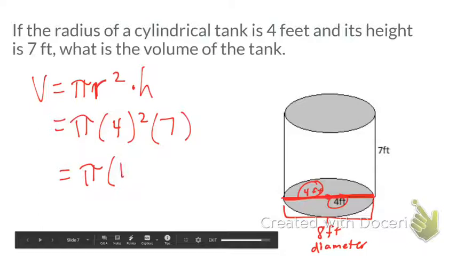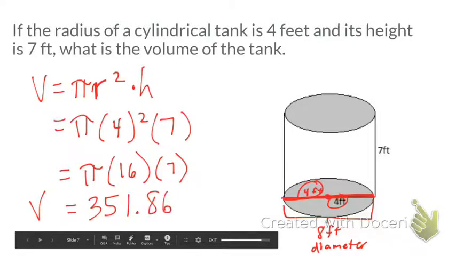So if we have 4 squared, that's 16. 16 times 7 times pi. Remember that the commutative property applies here, meaning it does not matter the order in which we multiply, because we're going to get the same answer. So pi times 16 times 7 is going to give me 351.86. I'll just round it to the nearest hundredths. Okay. Now, what's next is super duper important.